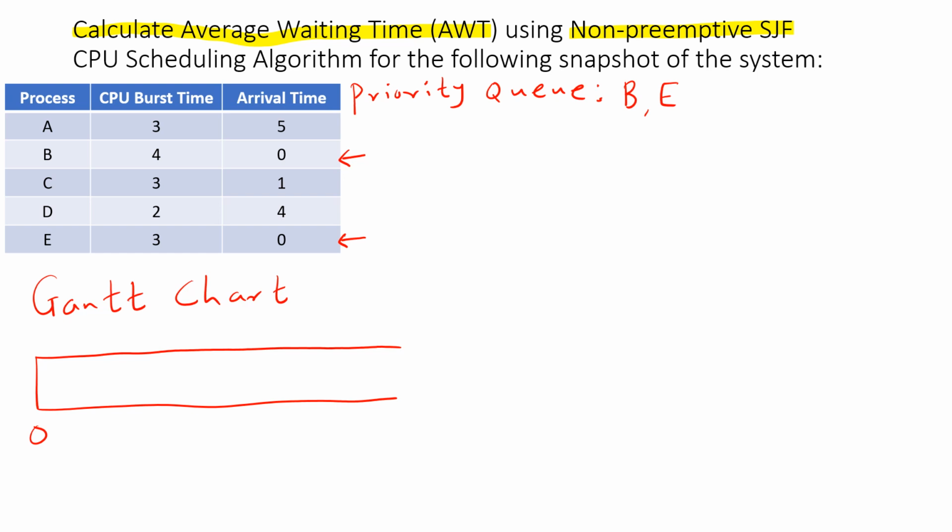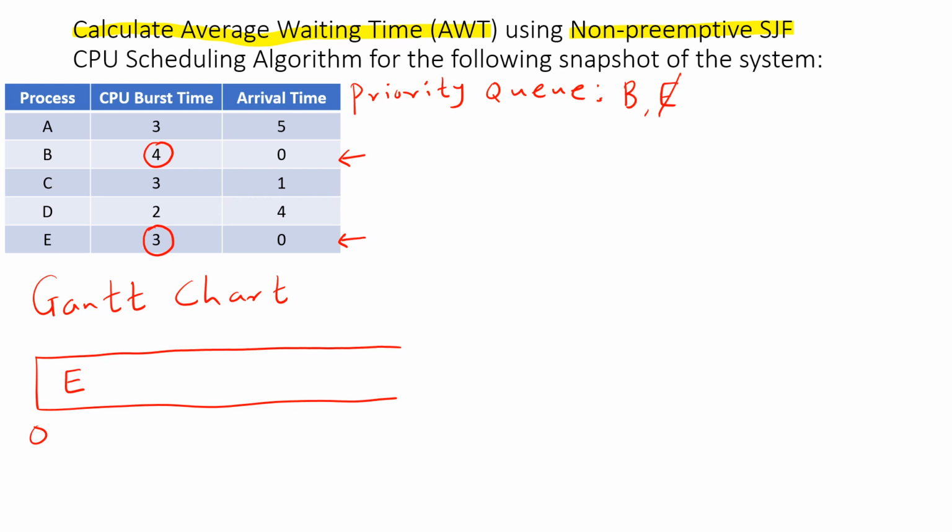Now at time 0, we need to allocate CPU to one of these two processes, B or E. The algorithm is shortest job first. So when you look at their burst times, the burst time for B is 4 and the burst time for E is 3. The shortest job among B and E is E. So E gets CPU. E will be removed from the queue and given the CPU.